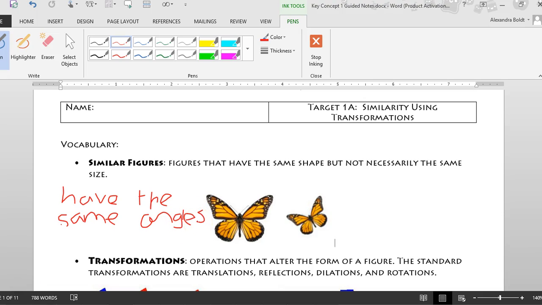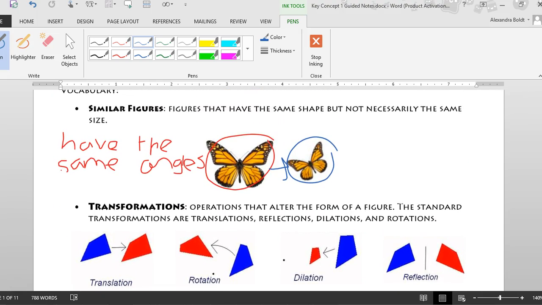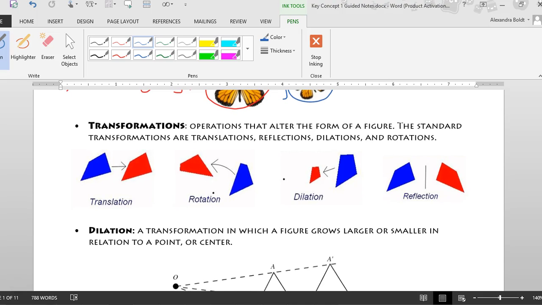Okay. So these two butterflies are similar figures. Right? Starting at the first one, to get to the second one, all it's done is it's gotten smaller and it's slightly rotated. But it's still the same exact shape. So similar figures can be transformed, and that's what happened there. They can change where they are and how they look, but they're still the same shape. So transformations are operations that alter the form of a figure. The standard transformations are translations, reflections, dilations, and rotations.